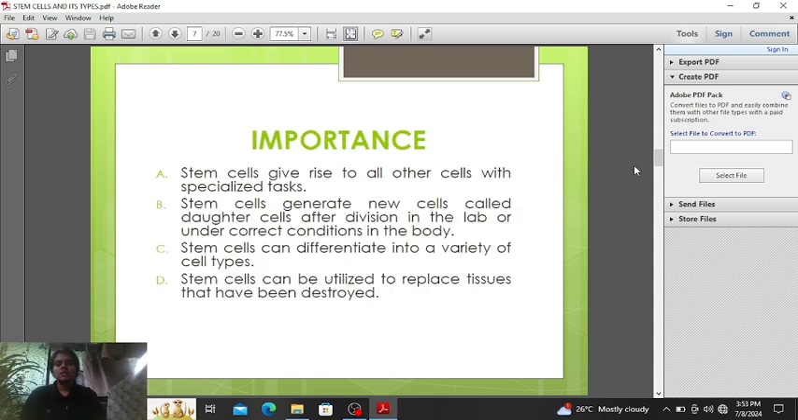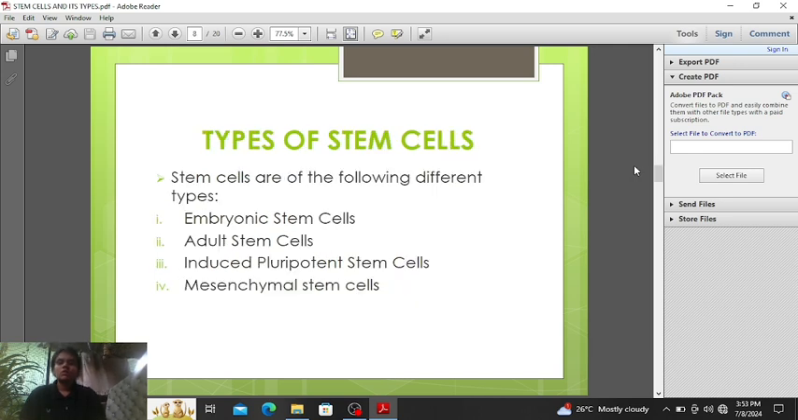So why are stem cells important? Stem cells are very important because they give rise to other cells which have specialized tasks, and they generate new cells which are called the daughter cells after the division in the lab, and they can, under the correct conditions, and in the body. Stem cells can also differentiate into a variety of cell types, and stem cells are basically utilized to replace the tissues which have been already destroyed.